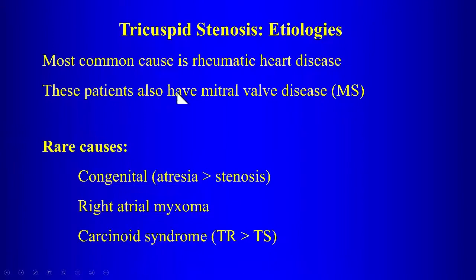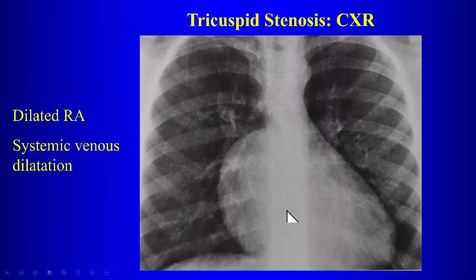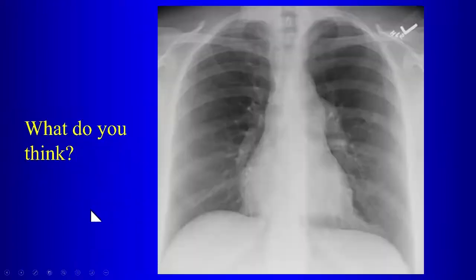Okay. For tricuspid stenosis, it can be acquired from rheumatic heart disease, but those patients usually also have mitral valve disease, and congenital stenosis is actually quite rare for the tricuspid valve. And then, we list some other things that can also affect the tricuspid valve. So again, with tricuspid stenosis, the right atrium would dilate, and systemic venous dilatation as the pressures are elevated there on the right side.